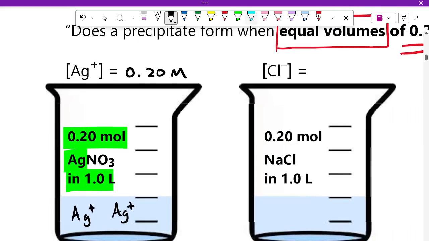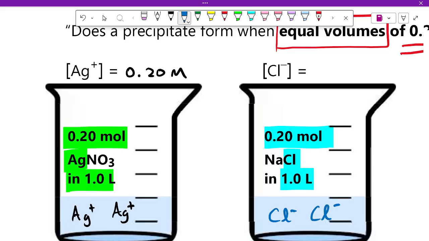And over here we have 0.2 moles of NaCl. We're worried about the Cl in 1 liter. So we have a Cl minus and we have a Cl minus. What is the concentration of chloride? 0.2 molar.